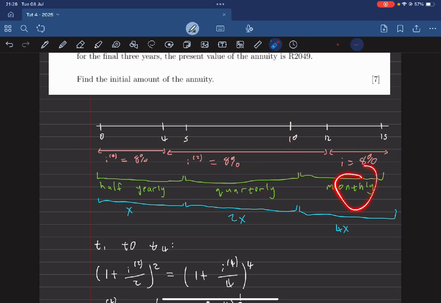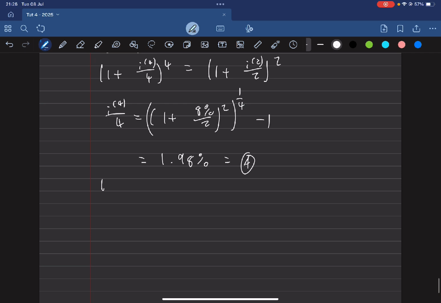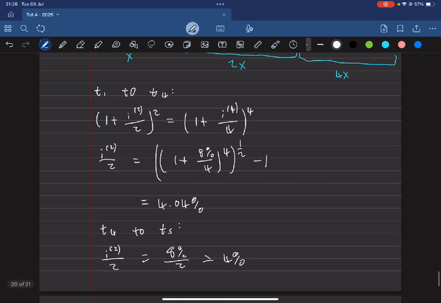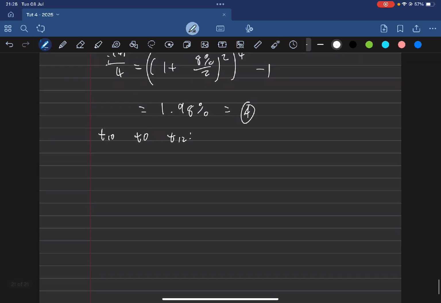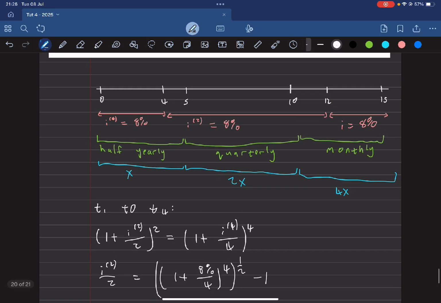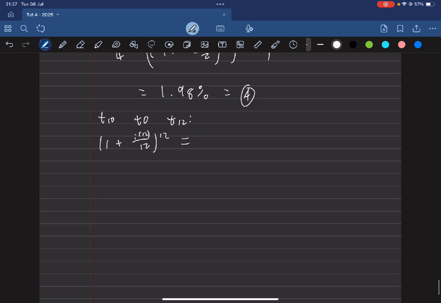Cool. So now we've got the correct interest rates for this period in quarterly. So now we want monthly interest rates, but we have to split it up because there are 2 different sections. So I'll do from time 10 to time 12 first. We want monthly, so I'm going to say 1 plus I12 over 12 to the power of 12, and half yearly is equal to 1 plus I2 over 2 to the power of 2. Let's sub in what we know and solve.